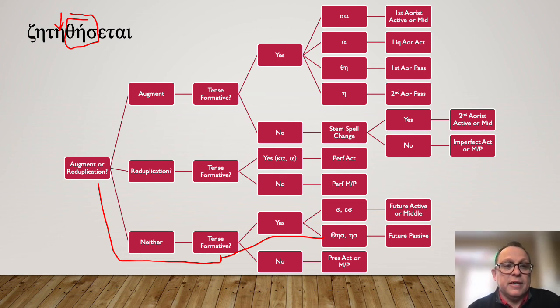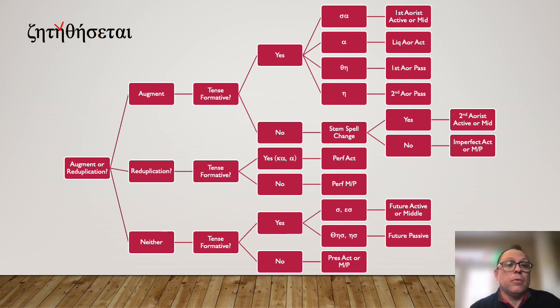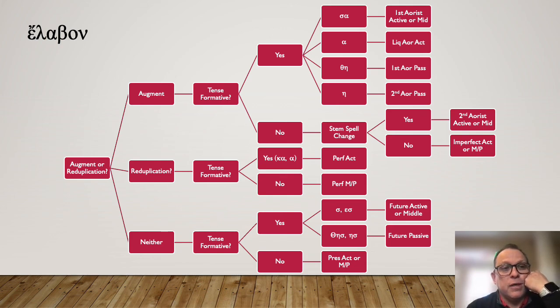Let me erase this again, and we'll move these out. Okay, and this marking here and here and here. We'll switch to this, and then we'll do one more. The last one, elabon. So the key element of this one is to figure out what the lexical form is, and the only way you're going to be able to figure out the lexical form on this one is to memorize it. And the lexical form for elabon is lambano.